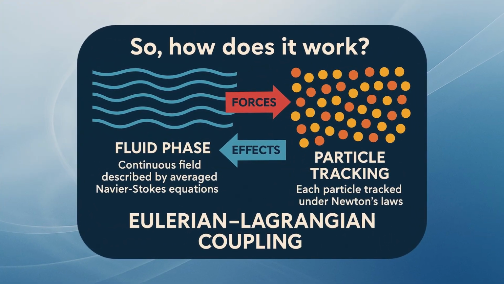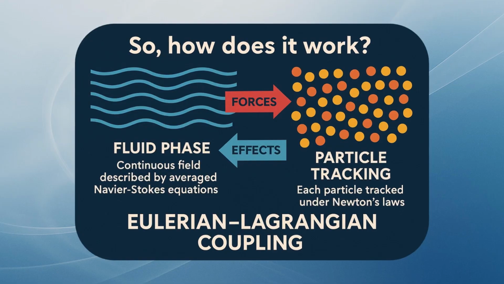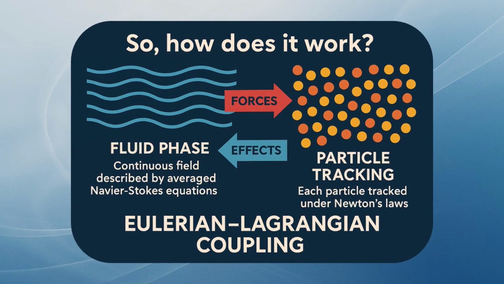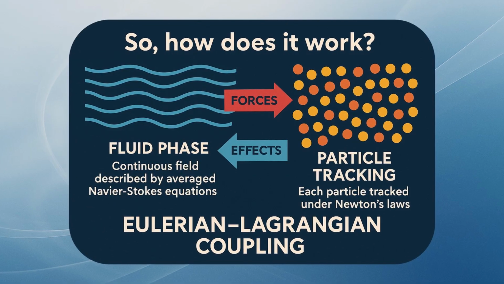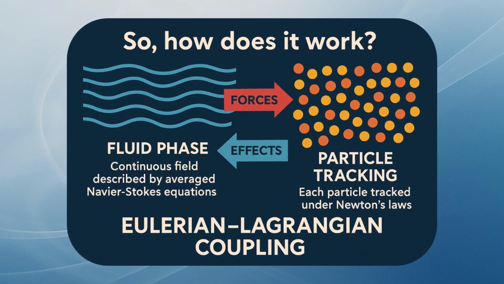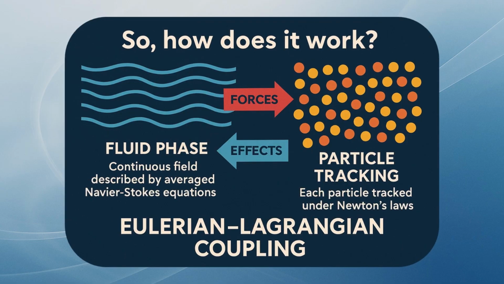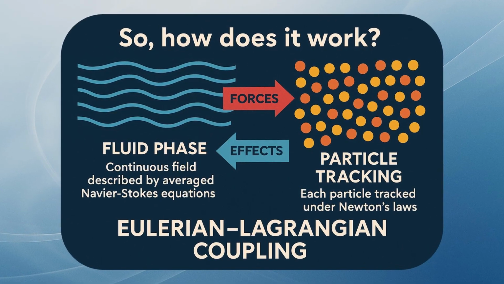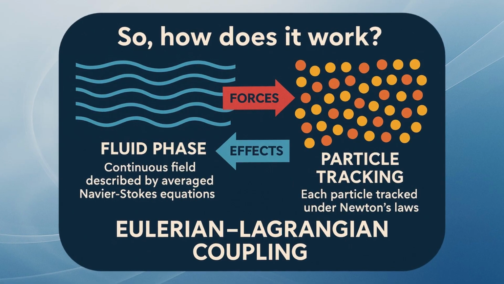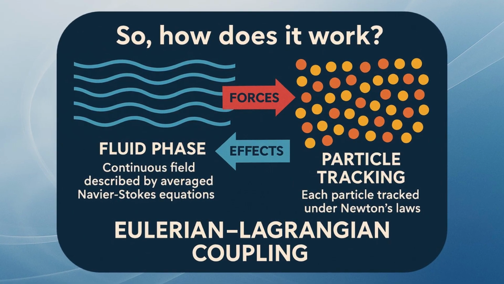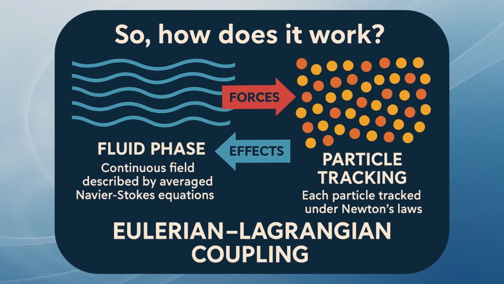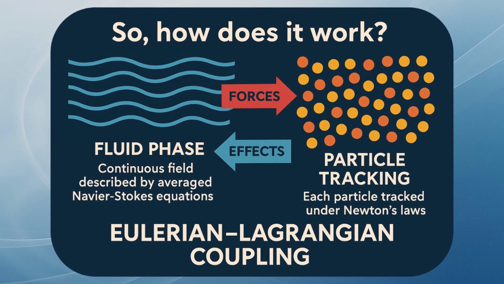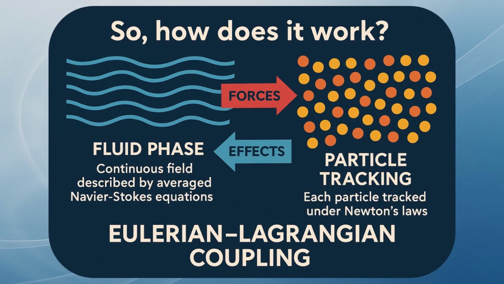Think of the fluid phase as a continuous field, described by averaged Navier-Stokes equations. Now imagine each particle tracked one by one, like tiny marbles moving under Newton's laws. At every time step, the two worlds exchange information. The fluid pushes on the particles through drag, lift, or buoyancy forces, while the particles push back, altering porosity, turbulence, and flow patterns. This back and forth is the essence of Eulerian-Lagrangian coupling.